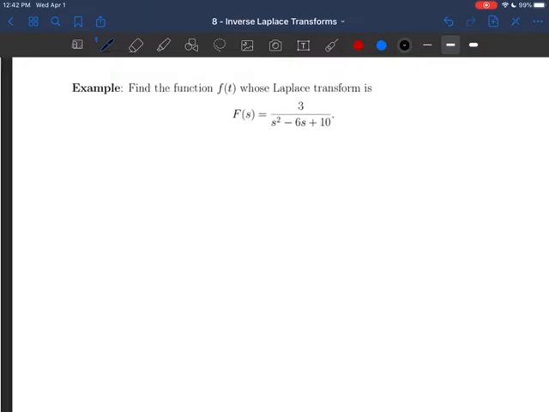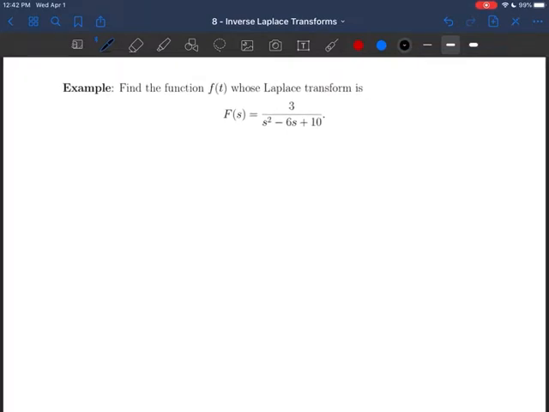So now let's try to find the inverse Laplace transform of 3 over s squared minus 6s plus 10. So again, we're looking for something that looks kind of similar to this. And the one that I'm going to ask you to recall here is that the Laplace transform of sine omega t is equal to omega over s squared minus omega squared. So hopefully we can get it to look kind of like this.